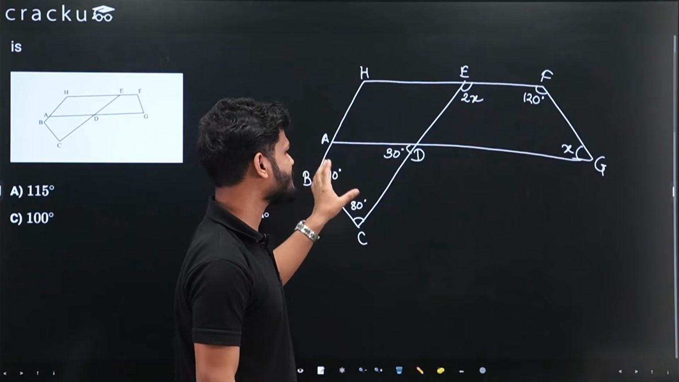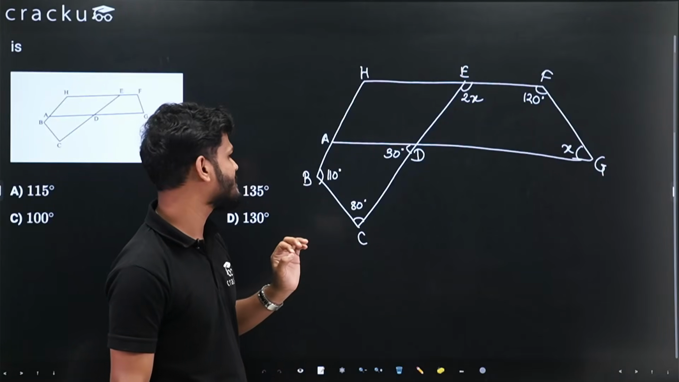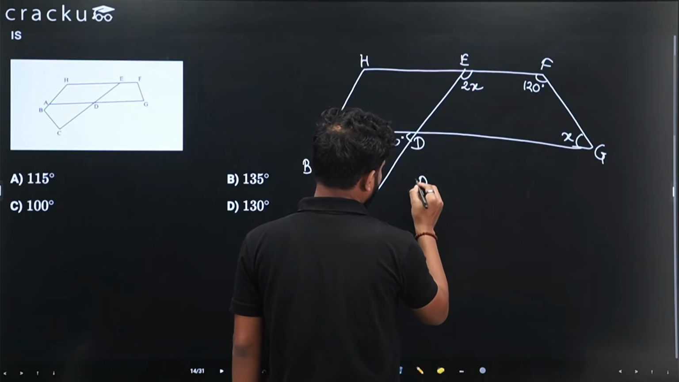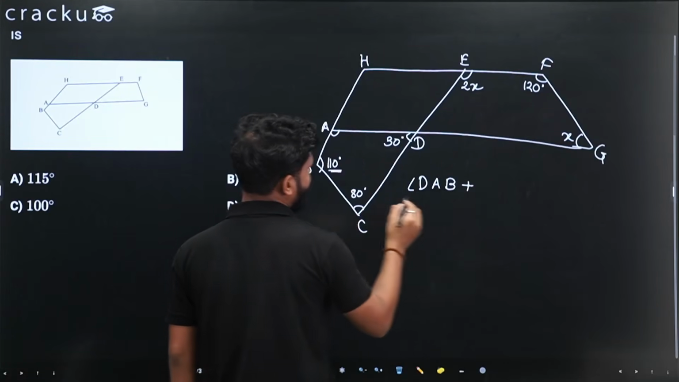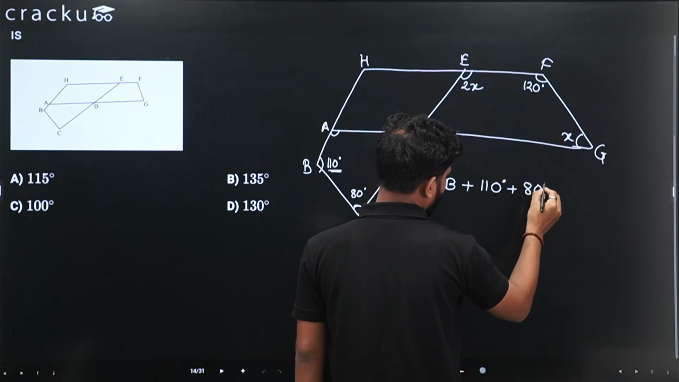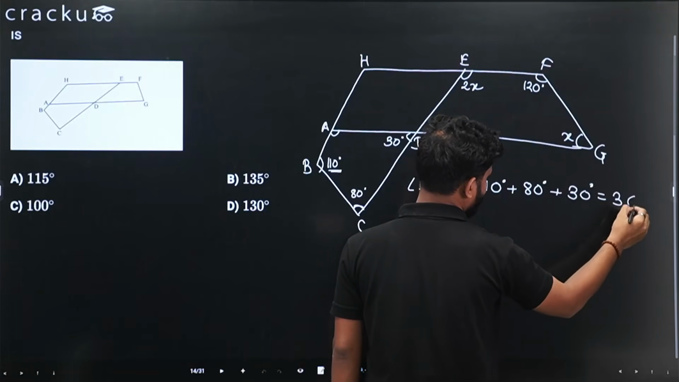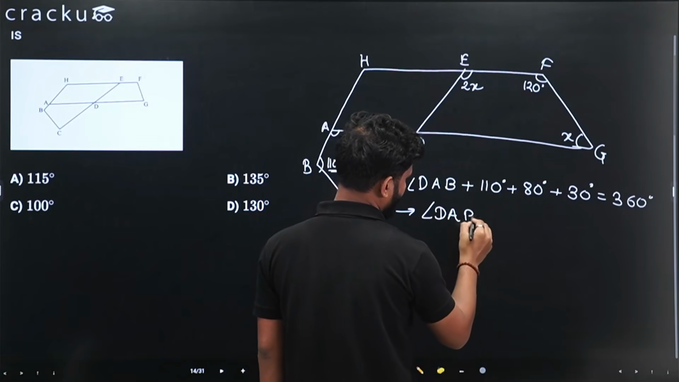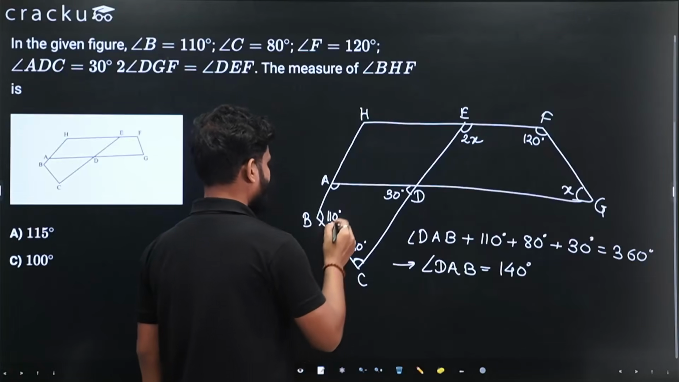How do you find it? Let us first focus on this quadrilateral ABCD. In quadrilateral ABCD, the sum of all angles will be 360 degrees. So I can say angle DAB plus 110 degrees plus this 80 degrees plus this 30 degrees will be equal to 360 degrees. From here you get angle DAB is equal to 140 degrees.